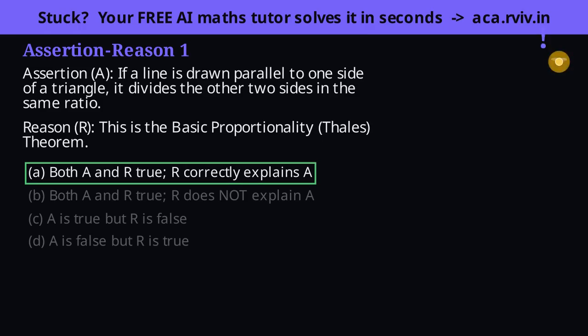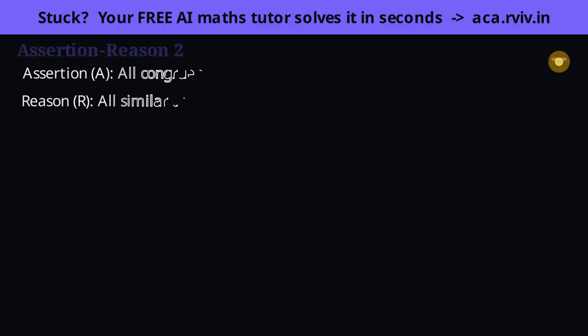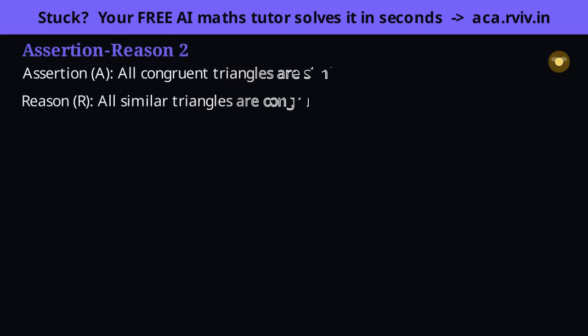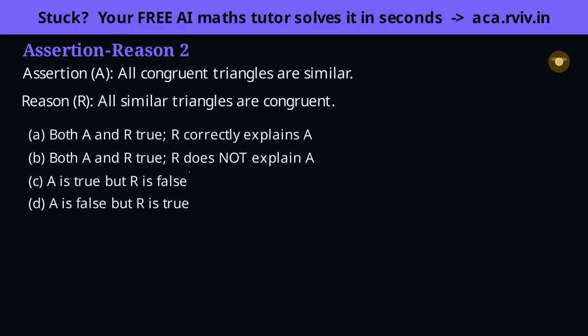Same 3-step method. And here the two statements are near opposites, so judge each completely on its own before deciding. The direction of the claim, congruent implies similar versus similar implies congruent, is everything. Which option is correct? The assertion says all congruent triangles are similar. Congruent means equal angles and equal sides, and similarity only asks for equal angles and proportional sides, which equal sides certainly satisfy, with ratio 1.